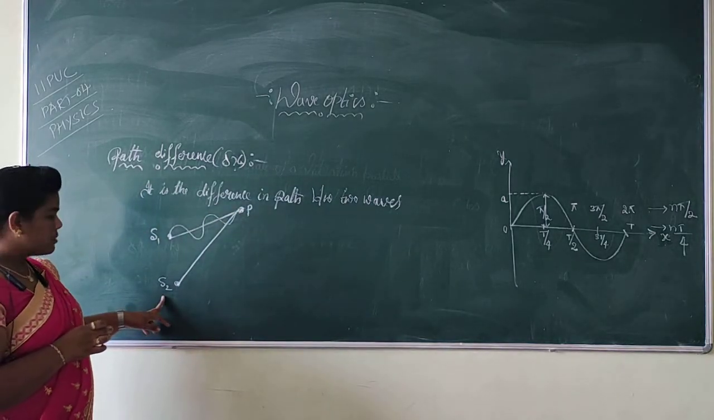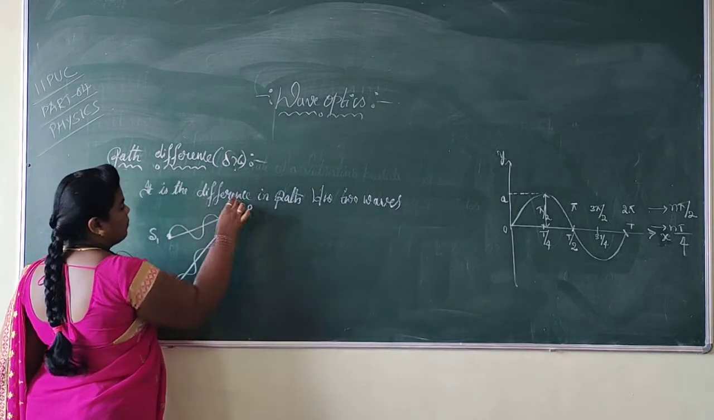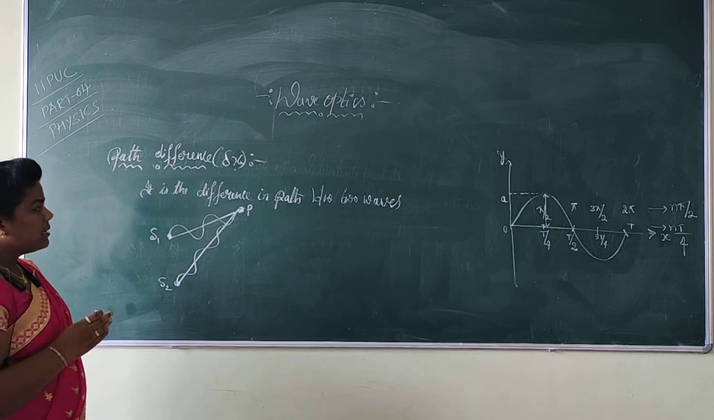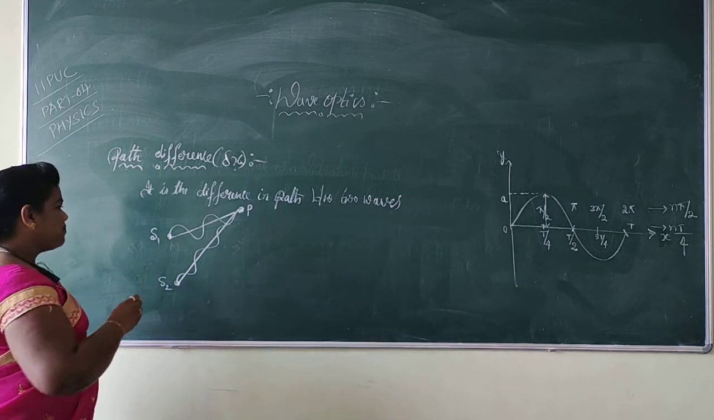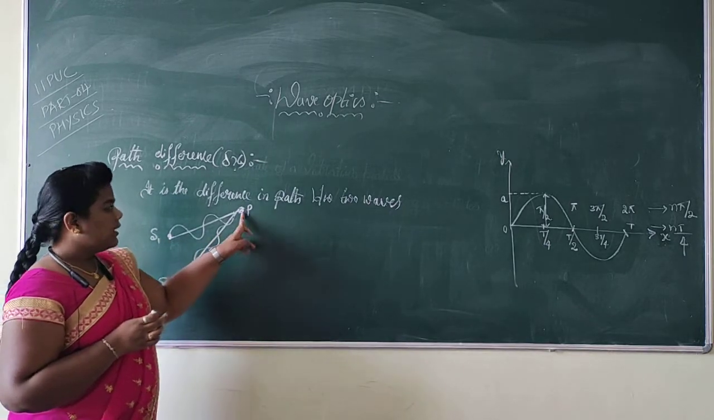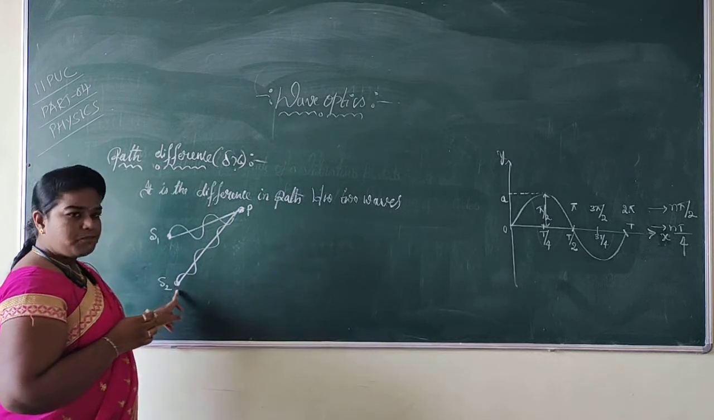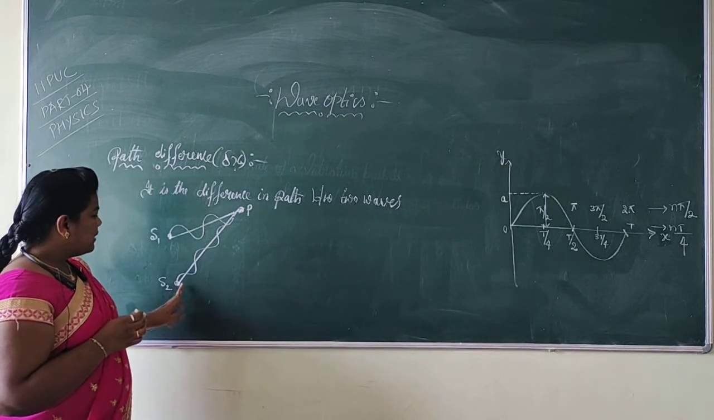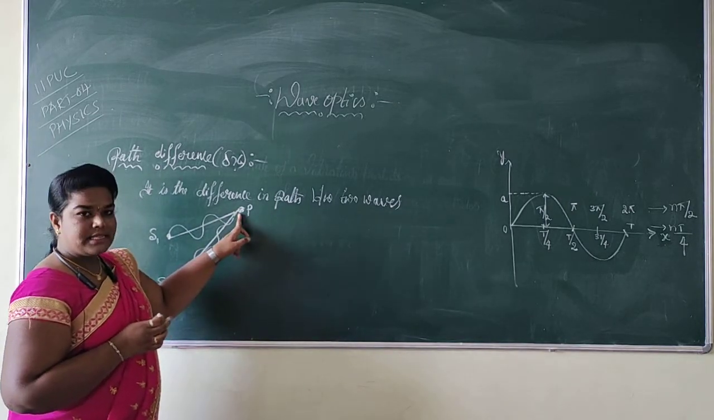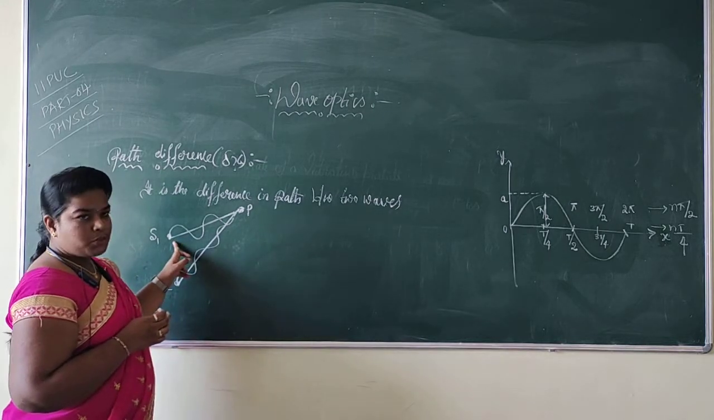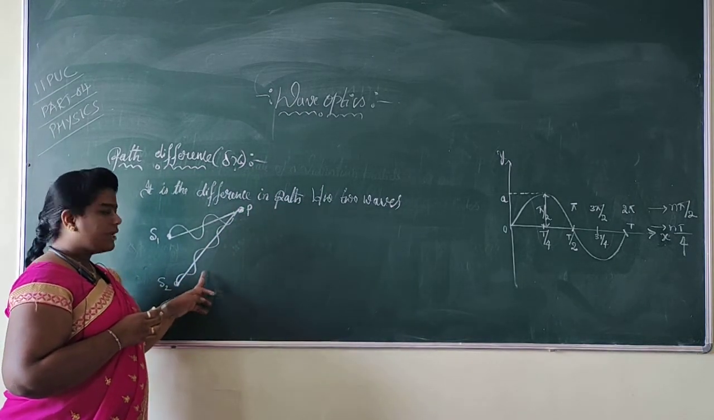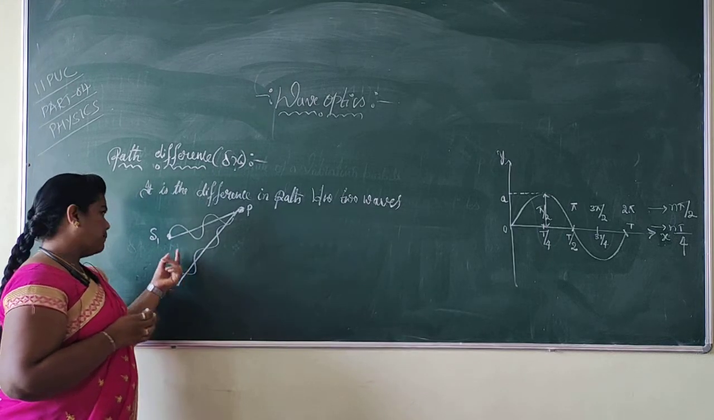Similarly, S2 is also going to produce waves, which are again going to reach the point P. But here the question is, we should calculate the path difference. The path difference is the difference between the paths of the two waves. Here we have the two waves, S1P and S2P. Observe carefully, the waves coming from S1 reach the point P sooner than the waves coming from the source S2. Why? Because S2 has to cover a larger distance compared to S1P. The wave coming from S1 has to cover a shorter distance, but the wave coming from S2 has to travel a longer distance.